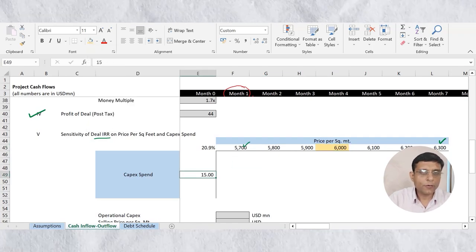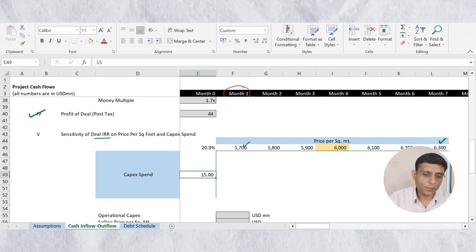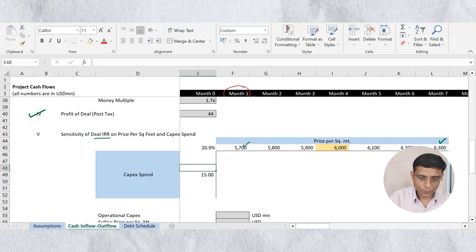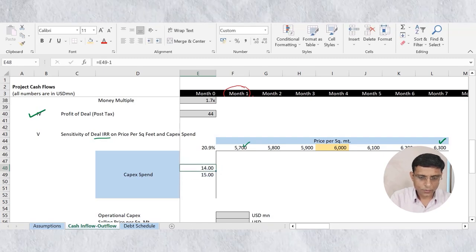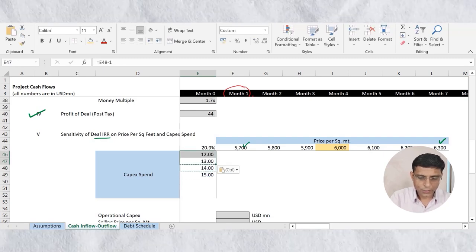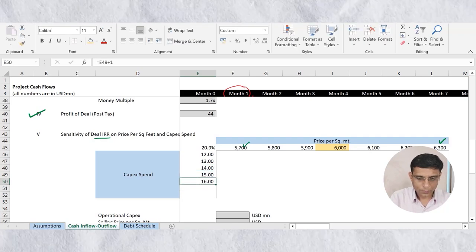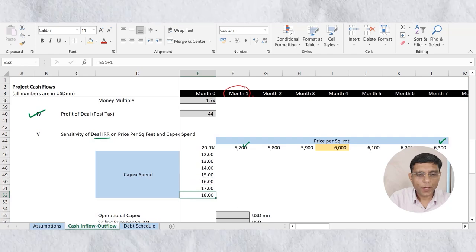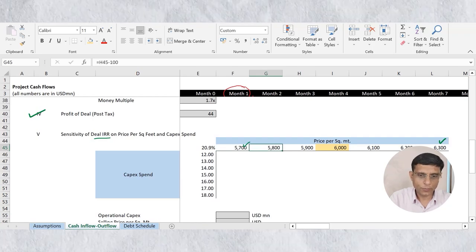Likewise, I'm assuming a variation of $1 million in the operational capex. So first I'm decreasing this by minus one, and just copy this, and downward I'll increase and copy. Okay, so I got this range of my capital expenditure and range of selling price per square meter.